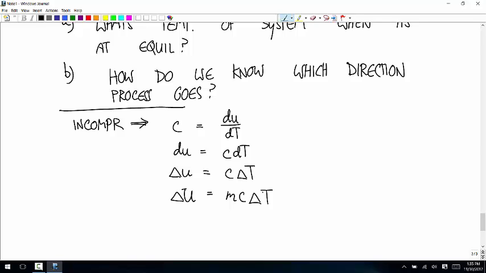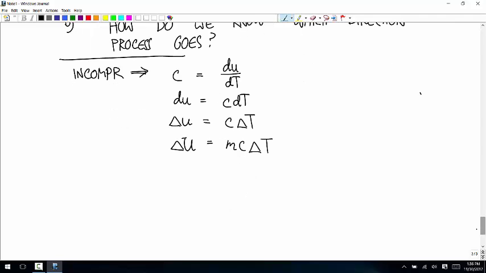And you've probably seen that formula before. And so now what we're going to do is use the first law. The first law says the change in internal energy is equal to the heat added to the system minus the work done by the system. In an isolated system, these both go to 0.